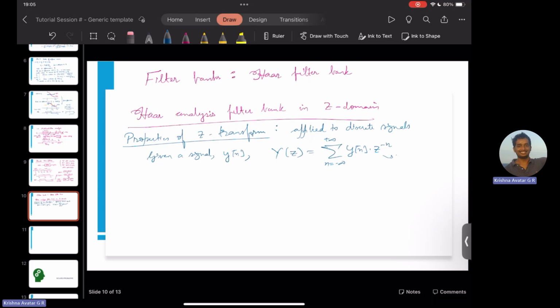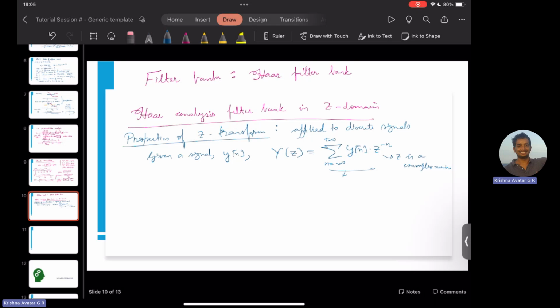And since z here is a complex number, in that sense it is very much analogous to the Laplace transform, not the Fourier transform, right? Because in the Laplace transform, we allow the transform variable, which is s, to be a complex number. So it is similar to that. It resembles that more than the Fourier transform.